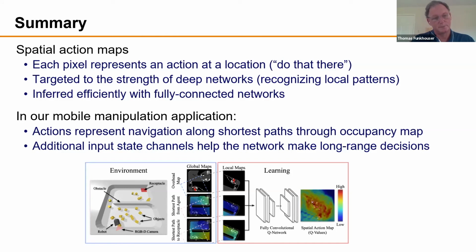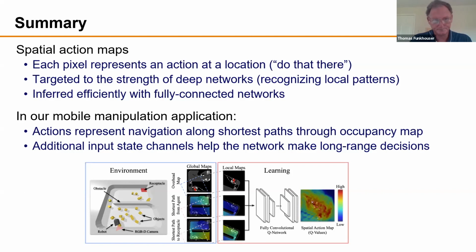And then an advantage of doing this is that they're inferred efficiently with fully connected networks. This is in contrast to, say, if you made proposals, cropped out images and then ran a network on each of the proposals. Here we're computing all the Q values for all possible actions all at once in one pass through the network. In this particular mobile manipulation application that I showed, the actions represent shortest paths through an occupancy map. And these additional state channels that are the results of simple simulations help the network make long-range decisions, which is very useful.